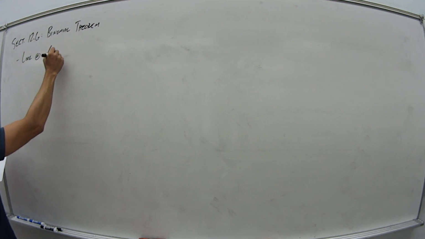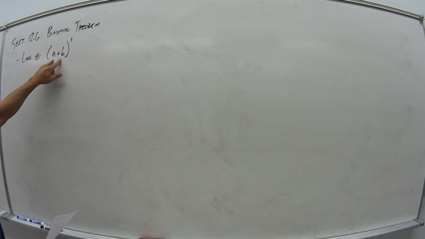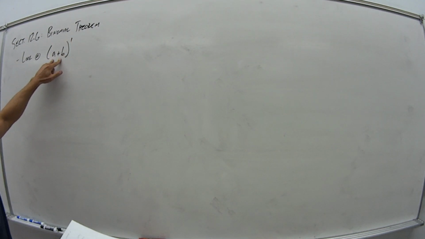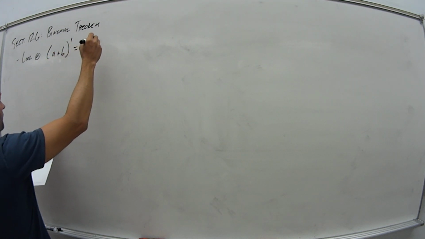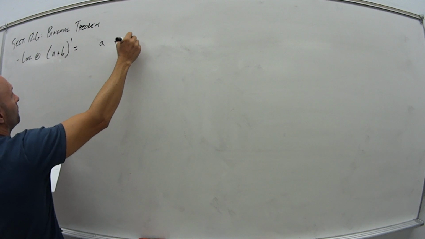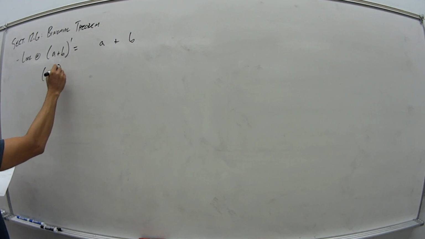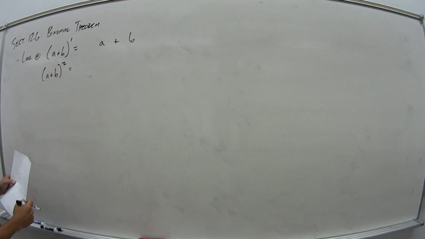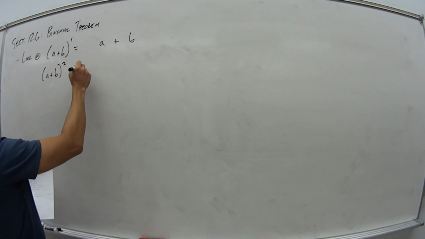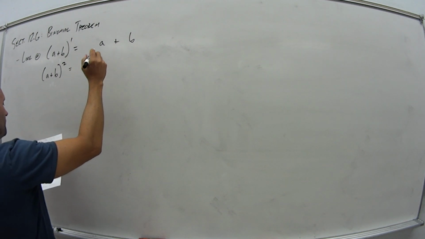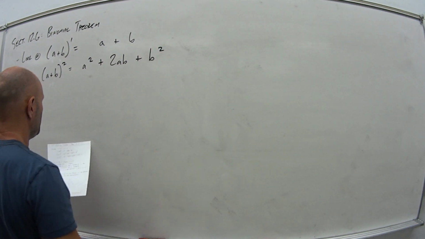If I have the binomial term, so bi meaning two terms, raised to the first power, this is A plus B. If I have A plus B squared, if I FOILed it, I would get A squared plus 2AB plus B squared.